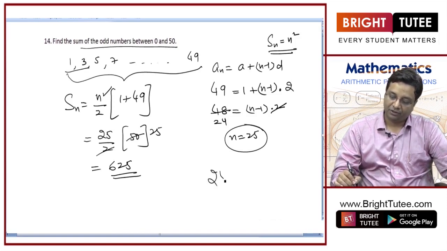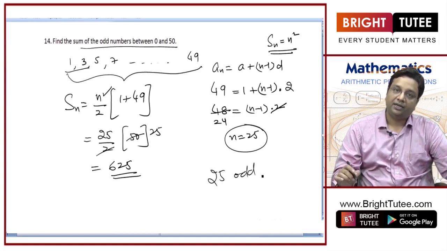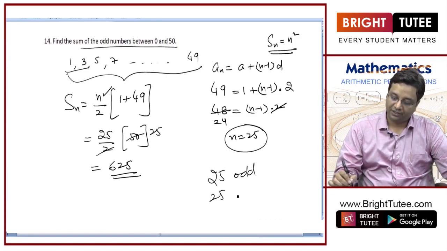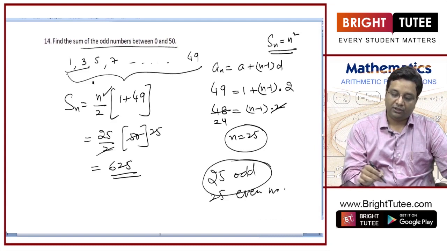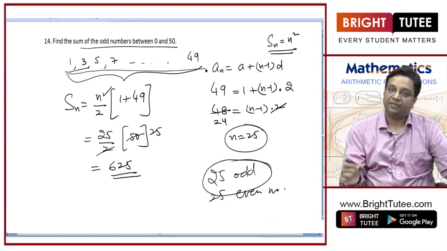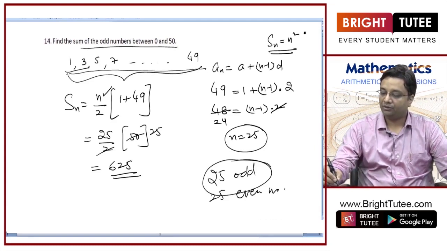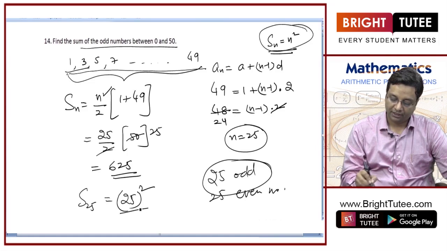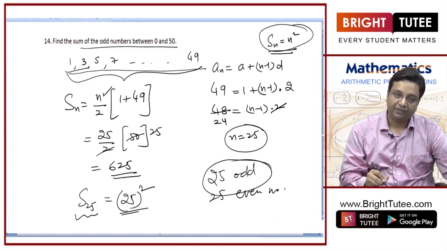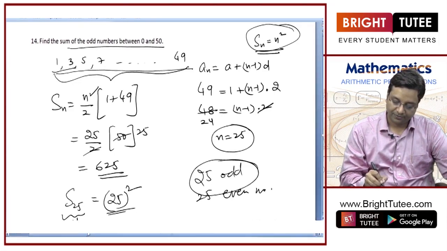There are 25 odd numbers. And how many even numbers are there? 25 even numbers. So, you know that you need to calculate the sum of first 25 odd numbers, which is equal to n squared. So, S25 is equal to 25 squared. This is the sum of first 25 odd natural numbers, right.